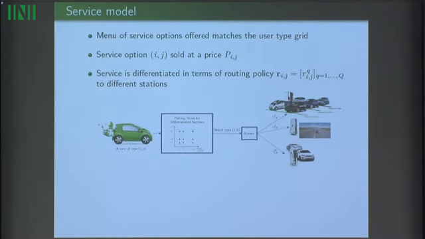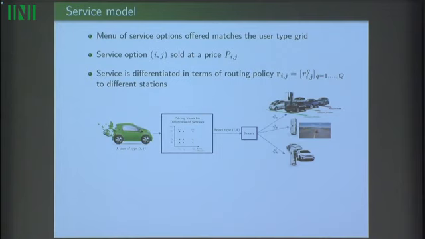What is our service model? We are going to design a menu of differentiated services associated with each of these types. And our number of types of differentiated services are going to match exactly our user types. We're going to price these service options at a price Pij to be determined. And the services are differentiated in terms of their routing policy, right?